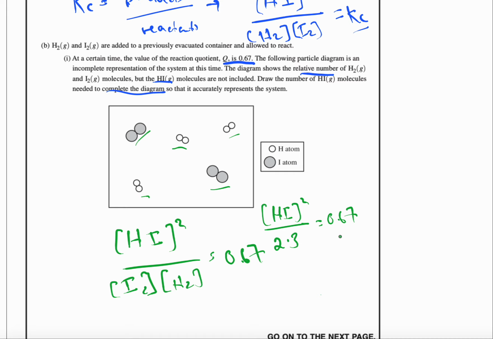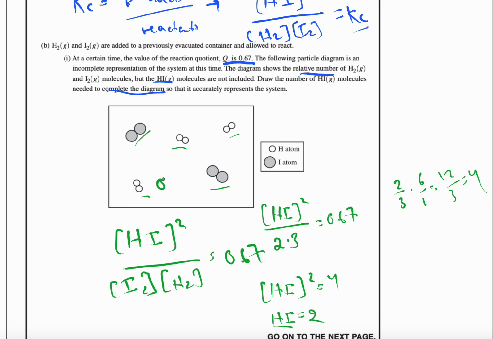What's 6 times 0.67? Well, just 2/3 times 6 over 1 equals 12 over 3 equals 4. So we have the concentration of HI squared equals 4. Thus the concentration of HI equals 2. So we need to draw 2 HI molecules.